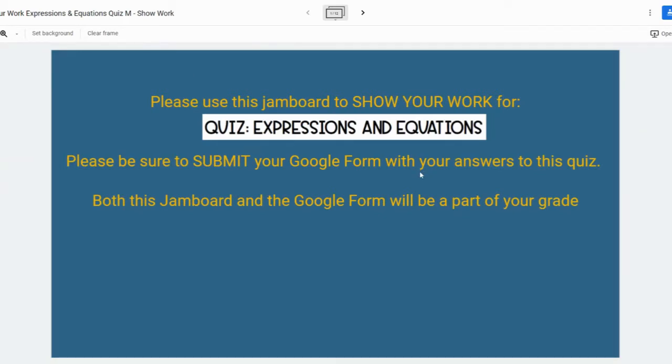So on this first screen that's showing, it's talking about how you're going to be taking the quiz, expressions and equations, and you're going to use the Jamboard to show your work. Then you're going to find the answers to each question on the Google form and then submit that once you're done. What we're going to do is give you credit for showing your work and then giving you credit for doing the Google form. So if you get a 50 on your Google form, but you showed your work, maybe we can give you a 75 because you showed us that you knew the steps, you just got the math wrong. It's going to be a part of your grade.